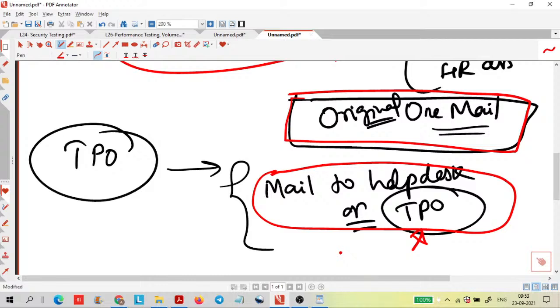Yeah, you contact the TPO and first clearly explain what happened, that with one mail ID you successfully completed the process. You can have the discussion with your TPO, but you should clearly explain what happened. That is very important.